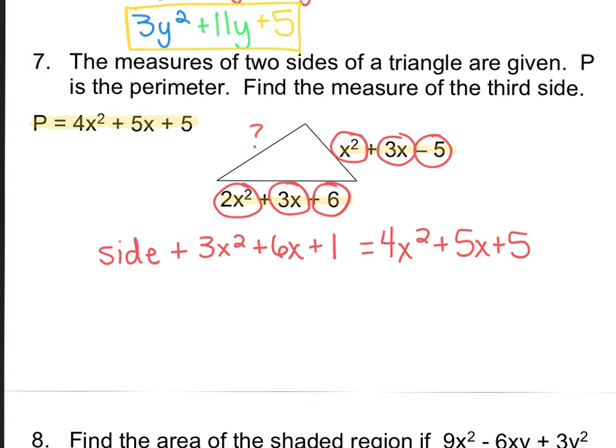So how do we get this side by itself? Well, just like solving any one-step equation, we would need to subtract that entire polynomial from the other side. Okay, so where you need to be careful, we're going to subtract this whole thing.